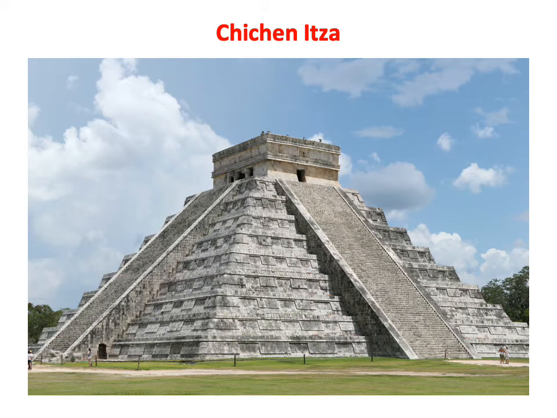Chichen Itza is one of the major city-states in the northern part of the Yucatan. You'll recall on the map, it's very close to Cancun. Actually, it's about 2 or 3 hours on the highway, but it's very, very popular with tourists. This is the site as it exists today. This is the main pyramid.